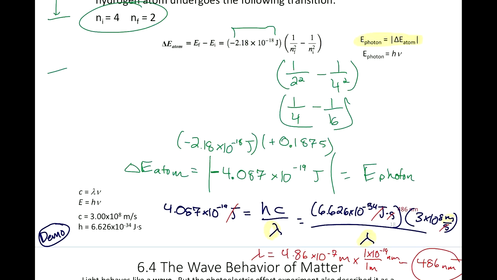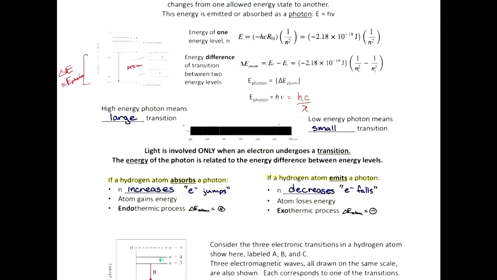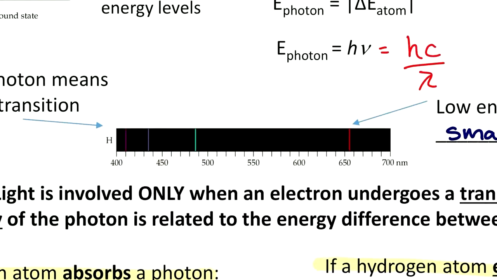Okay, so that is the line. So let me just point this out. So 486, that's like green light. And this is of our hydrogen atom. So let's just quickly look at the line spectrum of hydrogen. So which line is it? The first, second, third, or fourth line?